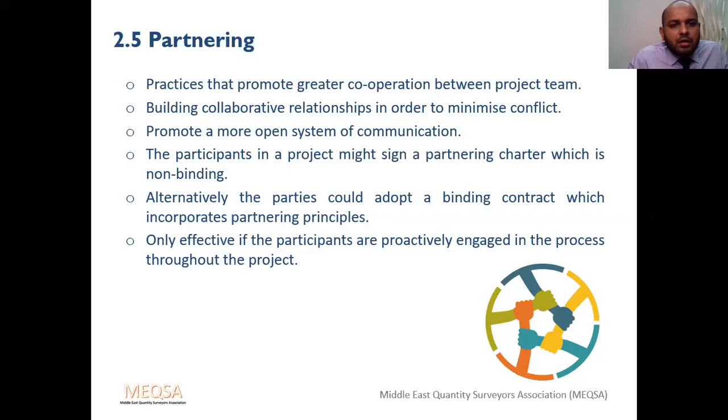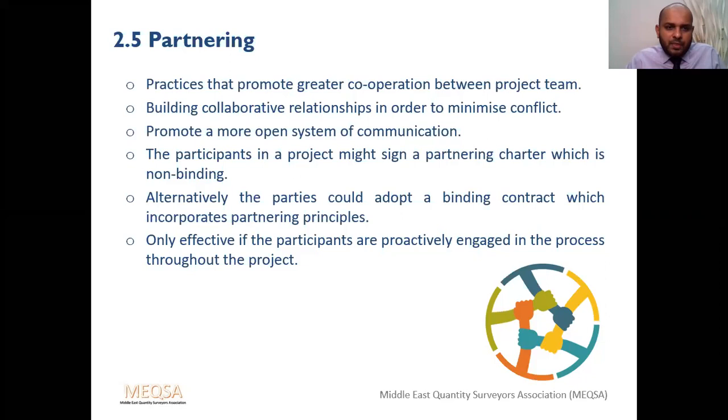Building collaborative relationships in order to minimize conflict. If you are working within a team, there will be very minimum conflict. If you have several teams, then the conflict arises. So from the concept of partnering, everybody becomes one team, and it minimizes the conflict. They promote a more open communication system, so each and everyone can communicate directly. This is also a very good advantage in partnering.